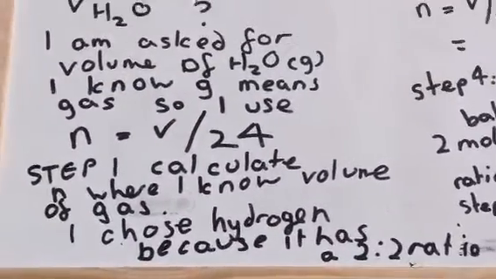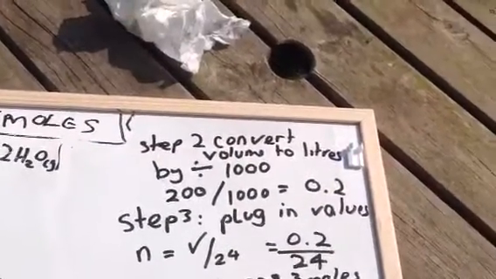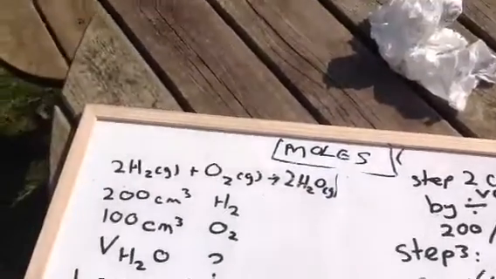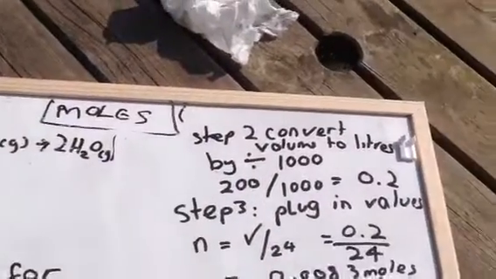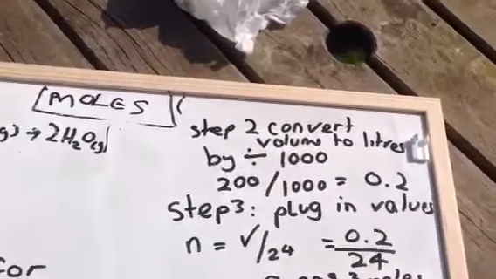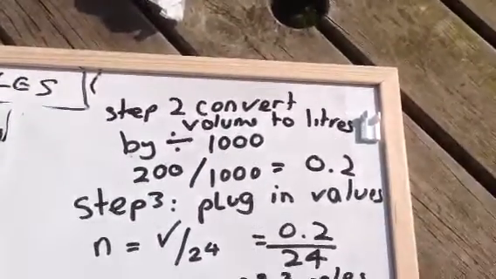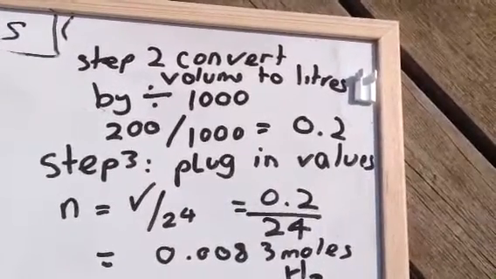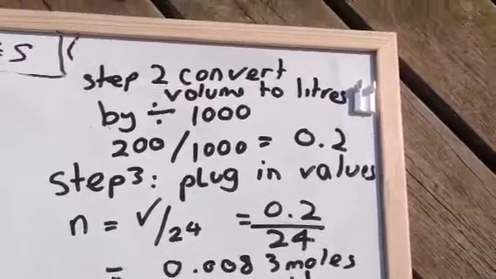Right, so the first thing I have to do is convert the volumes that I have into litres, and I do this by dividing by 1,000. Well, I know in the question that I've got 200 centimetres cubed of hydrogen, so that is exactly the same as 0.2 litres, 200 divided by 1,000. Then I just need to plug the values into my equation. I know my volume is 0.2, so n equals 0.2 divided by 24, which is the same as 0.0083 moles of hydrogen.